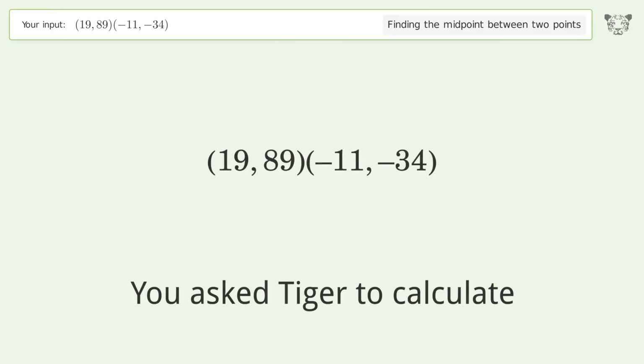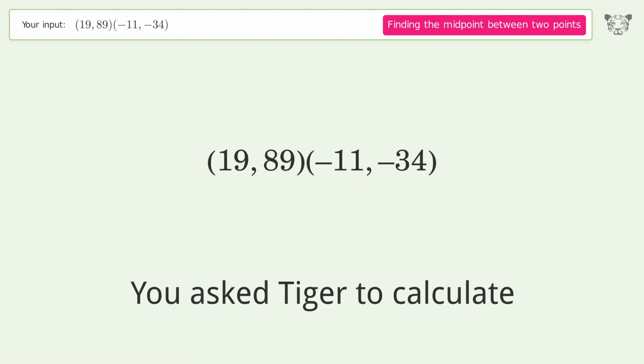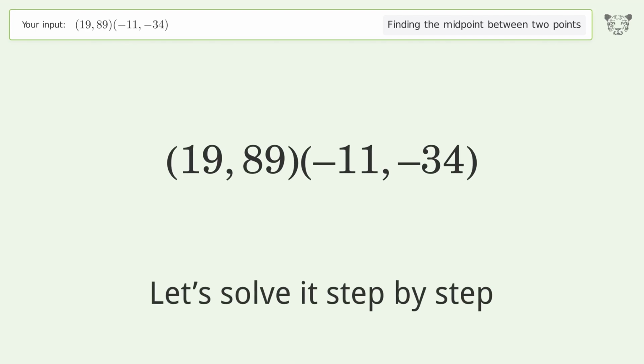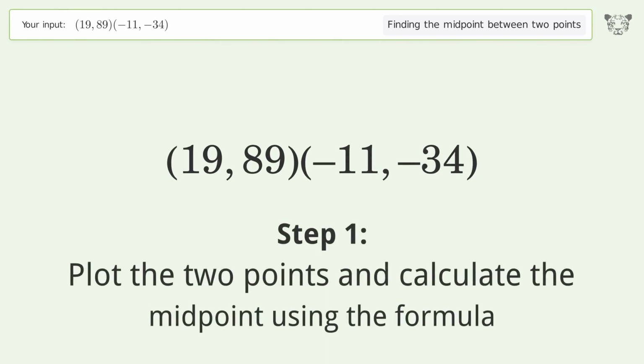You ask Tiger to calculate. This deals with finding the midpoint between 2 points. The midpoint between the 2 points is 427.5. Let's solve it step by step. Plot the 2 points and calculate the midpoint using the formula.